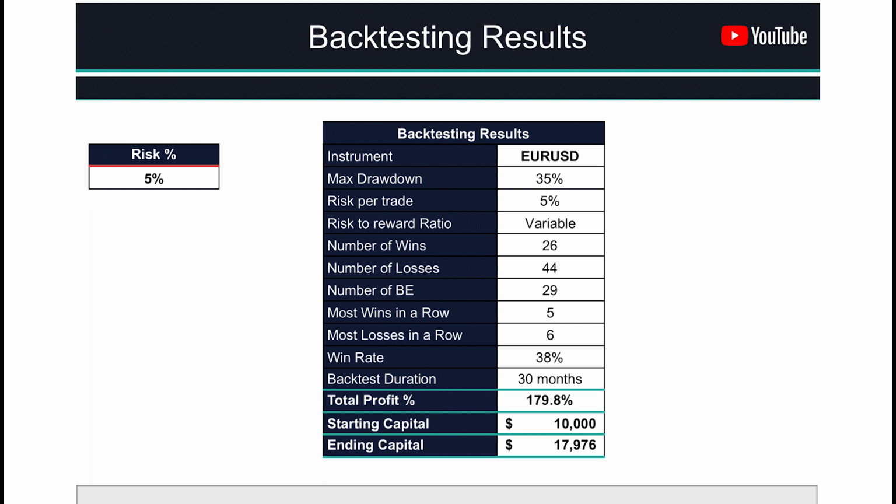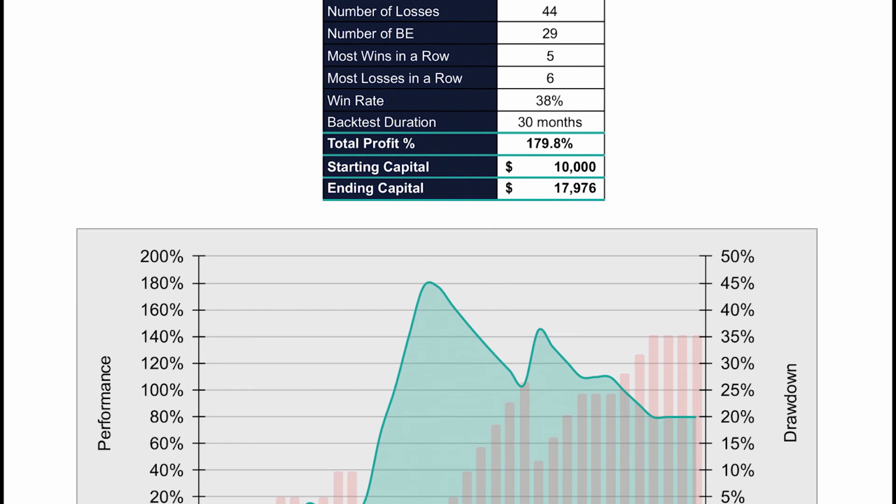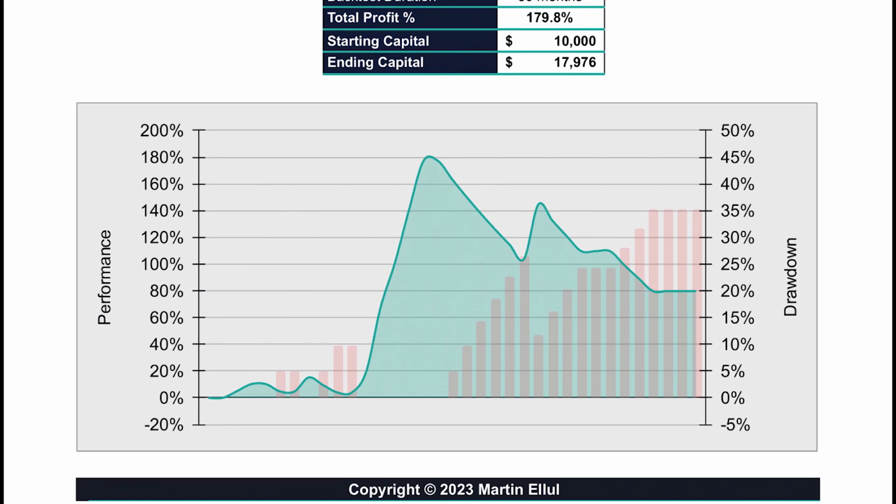That gave us a win rate of 38% over 30 months, so a total profit of 180%. So if you would have started with $10,000, you would have ended up with almost $18,000. So I think this can be a profitable strategy. As you can see in the backtest over 30 months, it was indeed profitable.